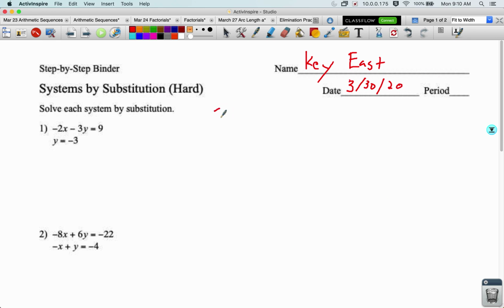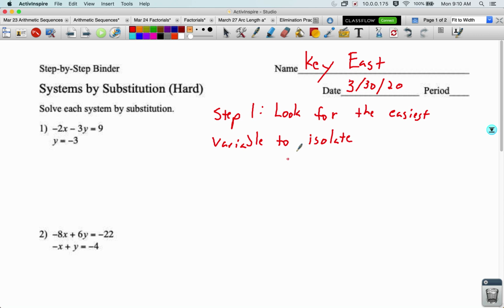All right, so step one is look for the easiest variable to isolate. Look for the easiest variable to isolate. So what might make a variable very easy to isolate? It could be already isolated.